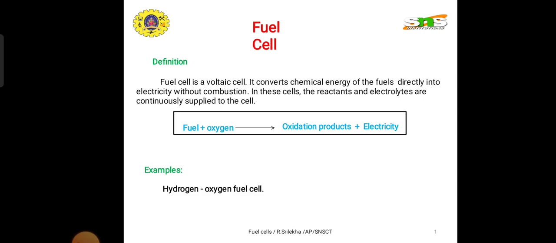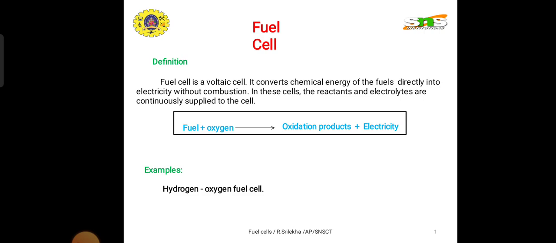The second type of battery is the secondary battery, and the third is the fuel battery, or flow battery, that will control the flow of the reactants. Next, the fuel cell. The third type of battery is a fuel cell.